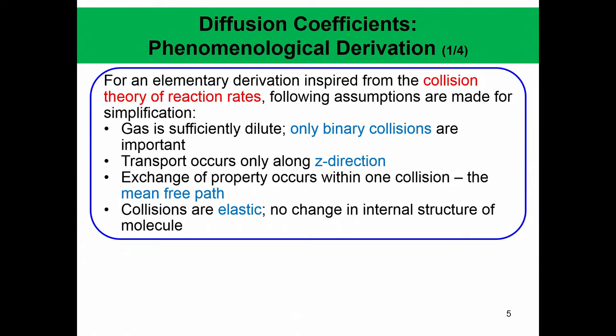We will look into diffusion coefficients from an elementary point of view, and for an elementary derivation we will use the collision theory of reaction rates, and the following assumptions will be made for simplification. So, what we will do now is derive the formula for diffusivity, that is the parameter that controls the rate of diffusion. Okay. For an elementary derivation, as we said, this will be inspired from the collision theory of reaction rates, and the following assumptions will be made for simplification.